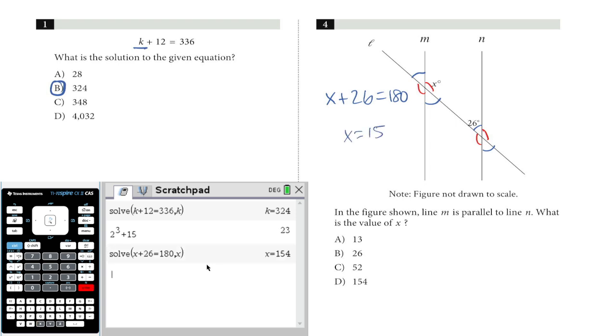I guess I'll write it down. And so the answer is D. So with these, just remember that all the angles that are marked as the same color are the same. And then if you add one angle of each color, that will always add up to 180.